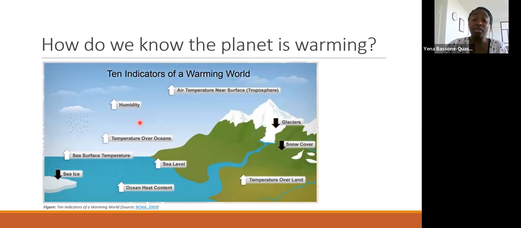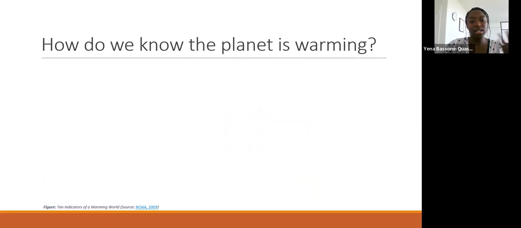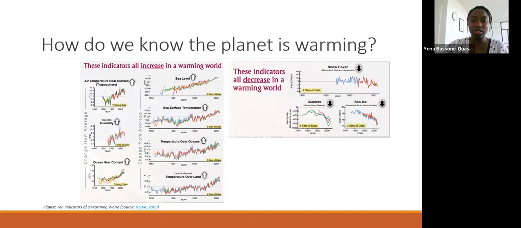So for example, if the Earth was warming, we would expect to see the air temperature near the surface, so near the troposphere, increasing. We would expect to see the ocean heat content going up, humidity going up. We would expect to see the volume of sea ice going down, glaciers, snow cover. So this is kind of what we would expect to see. And of course, according to the instrumental record, we're seeing those trends. And so the air temperature, humidity, ocean heat content, all going up, the snow cover, glaciers, sea ice, all going down.